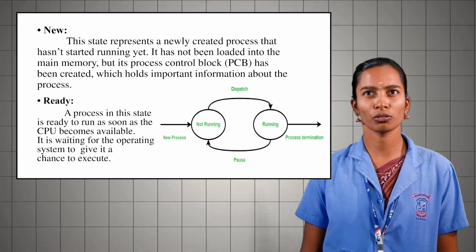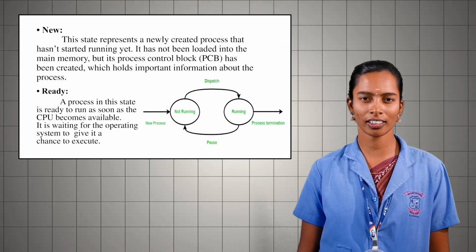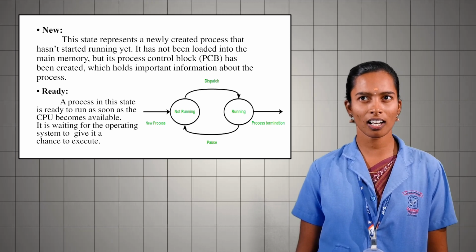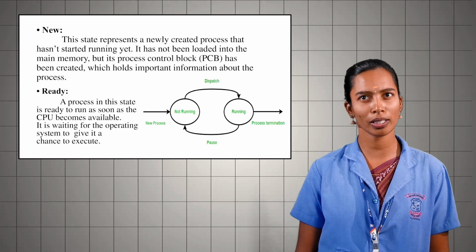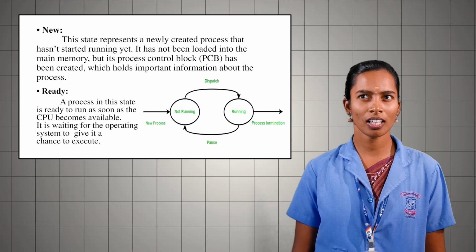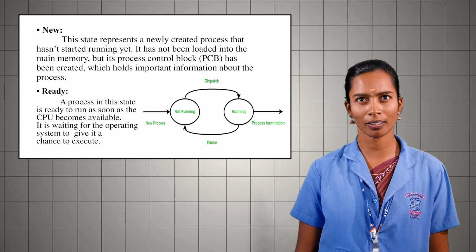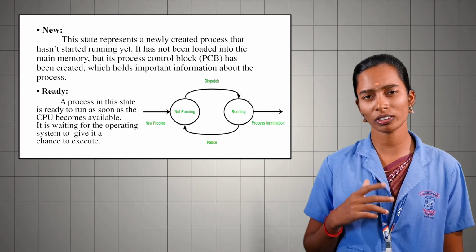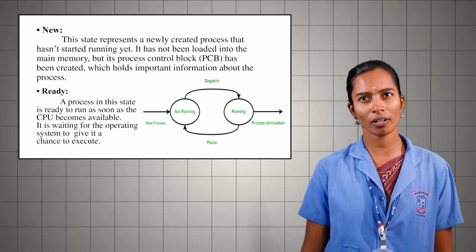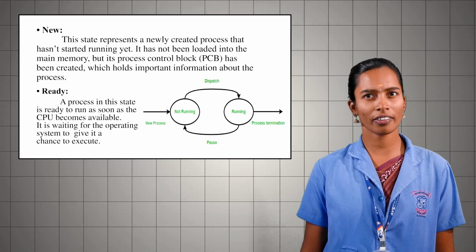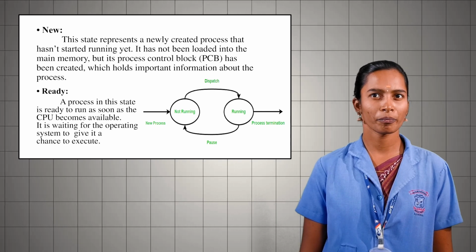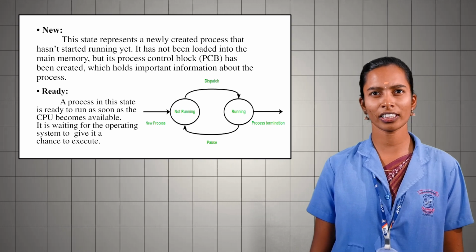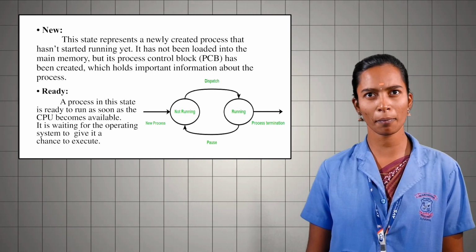New. First one, new. This is a newly created process that has not started running yet. It is not loaded into main memory, but its process control block, or PCB, has been created, which holds important information about the process. The second one, ready. A process in the ready state is ready to run as soon as the CPU becomes available, waiting for the operating system to give it a chance to execute.